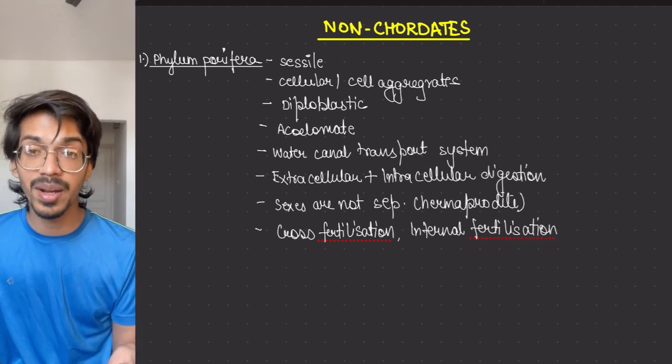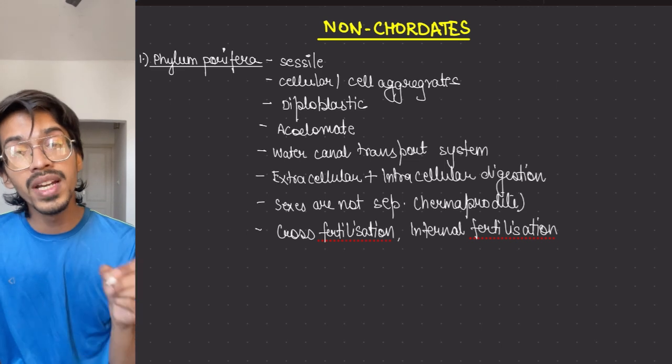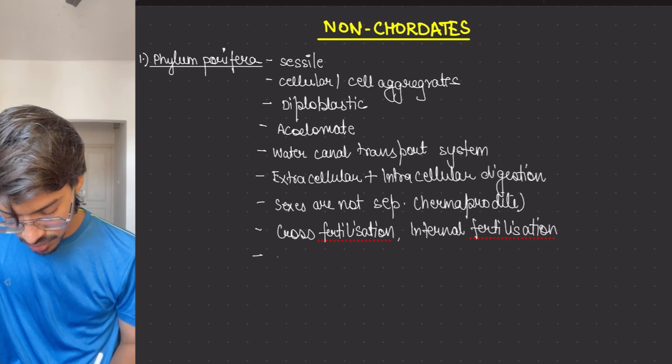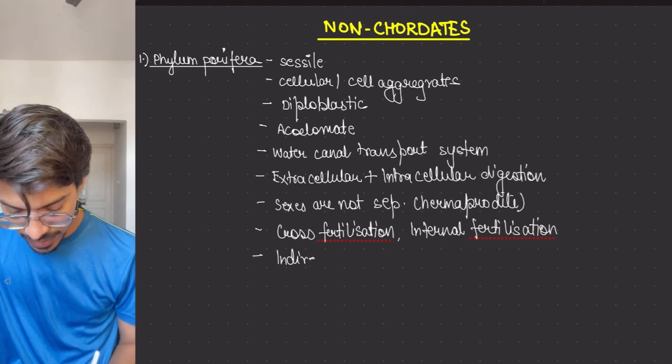And the next thing is, what kind of development occurs? Indirect development occurs, which means there is a formation of larva. Okay, so indirect development.